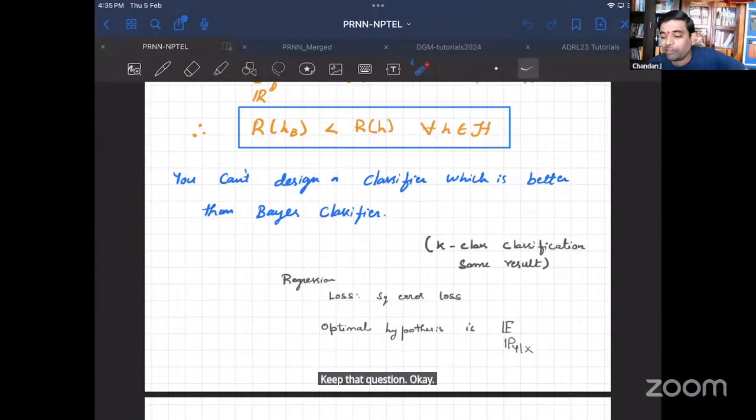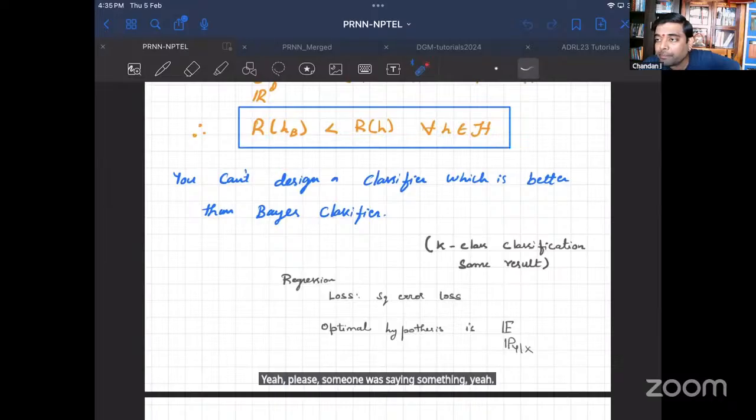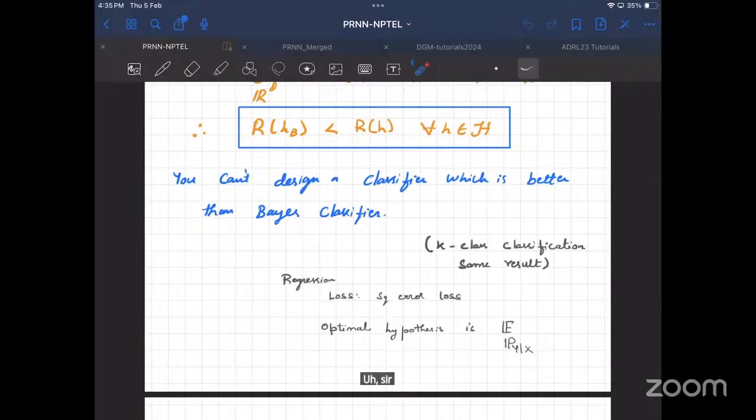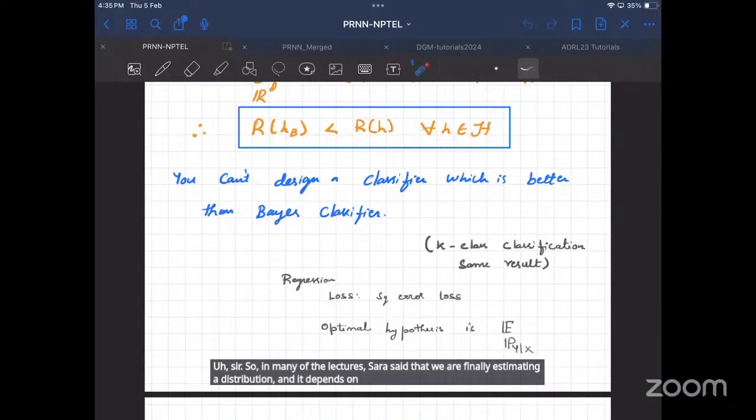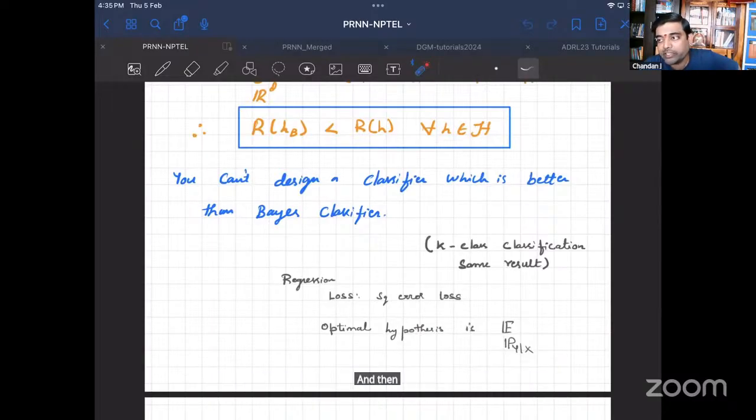So whenever we say distribution function, we always mean cumulative distribution function. Yeah, please go ahead, Taran. Sir, in many of the lectures, you have said that we are finally estimating a distribution, and it depends on the type of problem that we are solving. For example, you estimate a distribution and then you estimate densities finally.